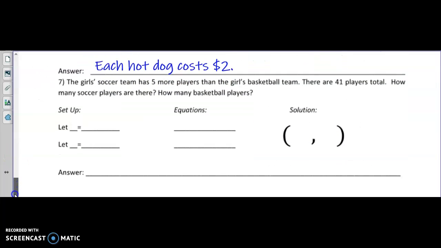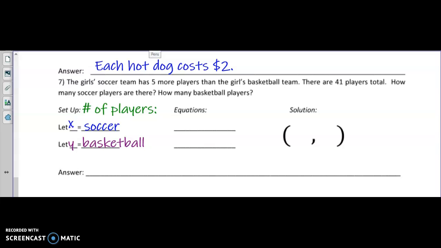And for our last problem, we're talking about the girls' soccer team and the girls' basketball team. It says the girls' soccer team has 5 more players than the girls' basketball team. There are 41 players total. How many soccer players are there and how many basketball players are there? So, if we read our question, we want to know how many soccer players, how many basketball players. So, we want to know the number of players for soccer and the number of players for basketball. So, that's our two variables, x and y. It's what we don't know.